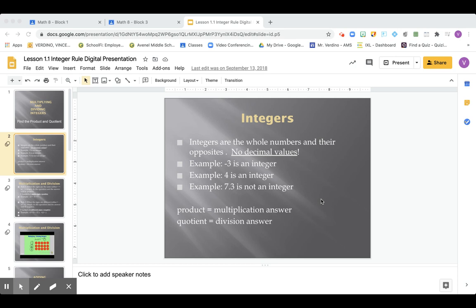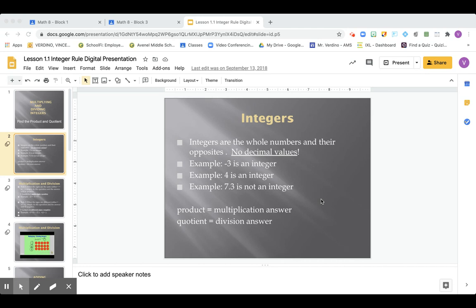In this video, we're going to be taking a look at integer rules. Before we can go on to the integer rules, we have to know what an integer is. An integer is going to be a whole number and its opposite. If you have the number 1 and -1, those are both integers. The number -4, its opposite is going to be +4.